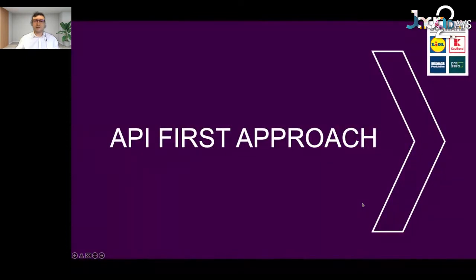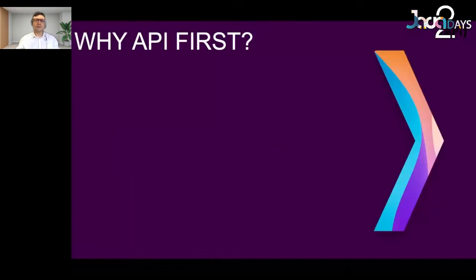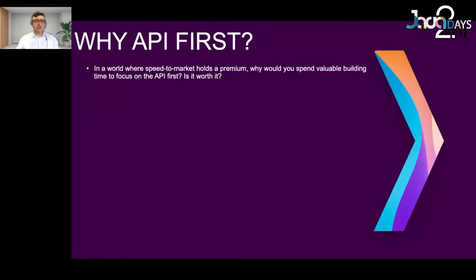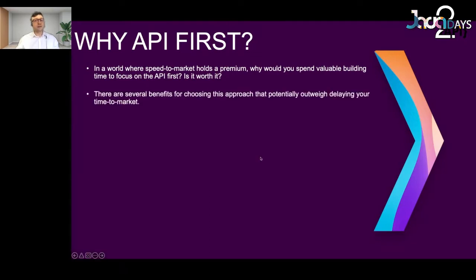API first. So we can already see that design first or API first is the better approach. But why? In a world where speed to market holds a premium, why would you spend valuable building time to focus on designing the API first? Is it worth it? There are several benefits to choosing this approach, which potentially outweigh delaying your time to market.